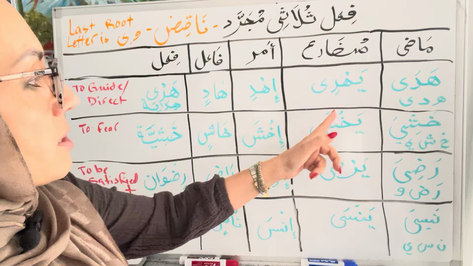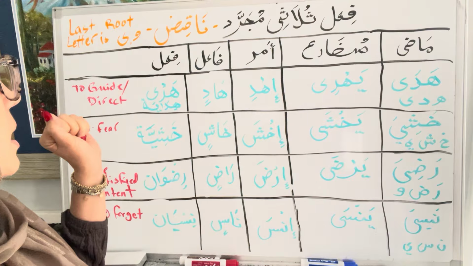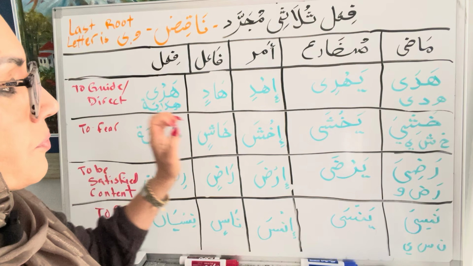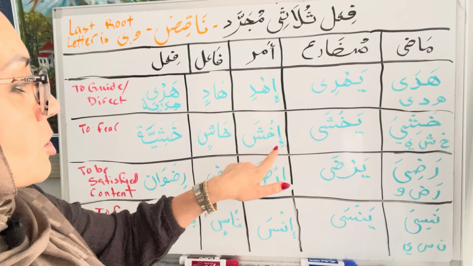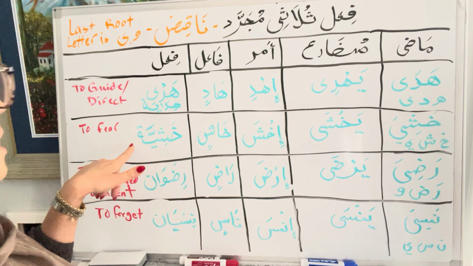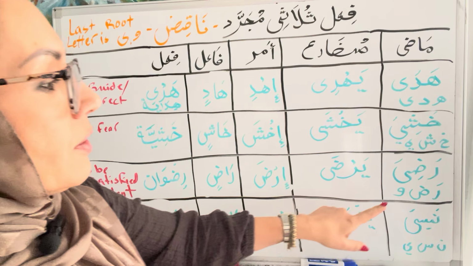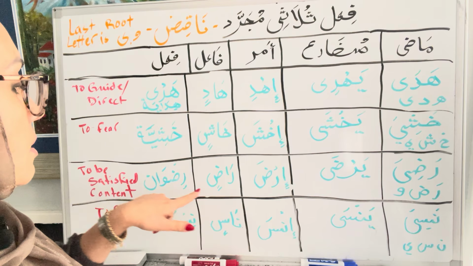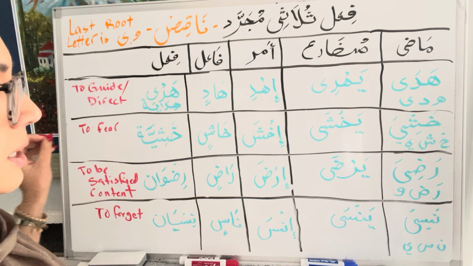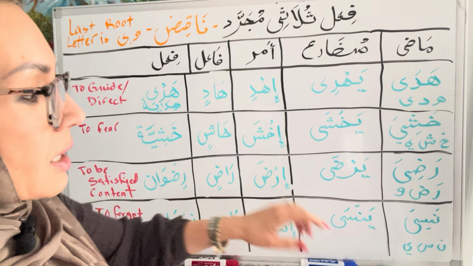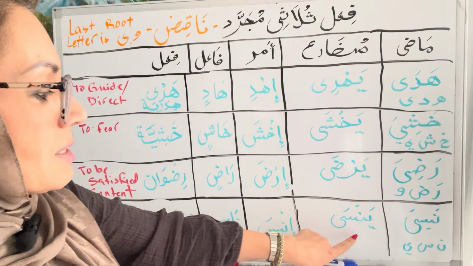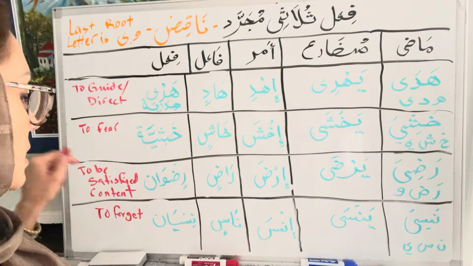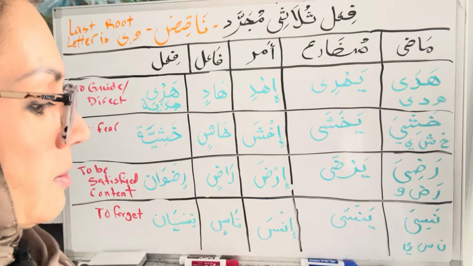So we have hada, yahdi, ihdi, hadin, hadi, or hidayah. This is to guide and direct. Khashiya, yakhsha, ikhsha, khashin, khashiya. It means to fear. And then radiya, yarda, irda, radin, ridwan, to be pleased and happy with and content. And then nasiya, yansa, insa, nasin, nisyan, meaning to forget.